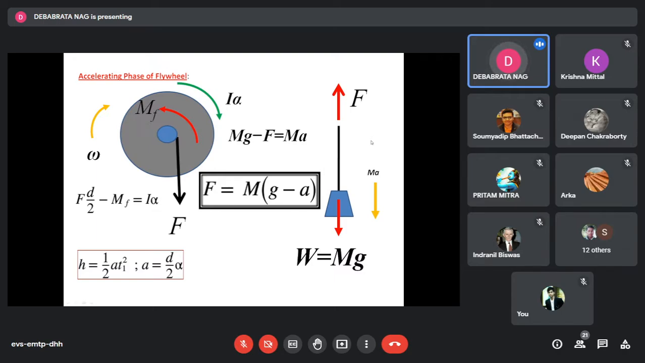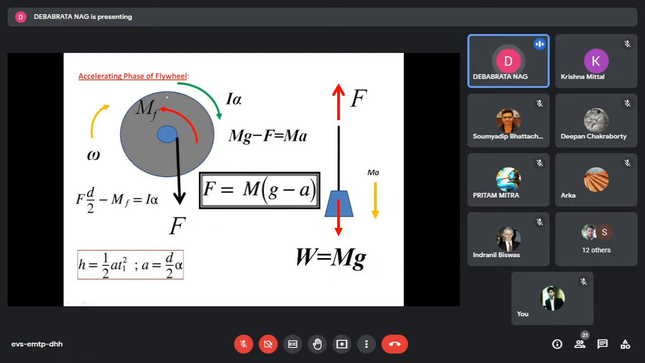So we ignore the mass of the string and we consider it to be inextensible. Right, so we consider it to be an ideal string. So I have mg minus f, the f being the tension that is developed in the string, is equal to m into a. So from this equation, we can say f is given by this.